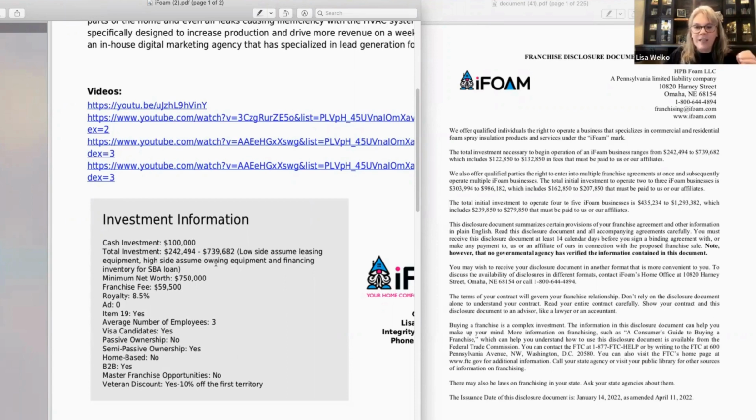Now, we've talked about this. If you're in a smaller market, then you're probably going to be on the lower end. If you're doing a single unit, you're probably going to be on the lower end. If you're in Manhattan, Dallas, you might be on the higher end because those places are just more expensive to do business. But let's talk about what else once you get that item 7 and it's broken down.